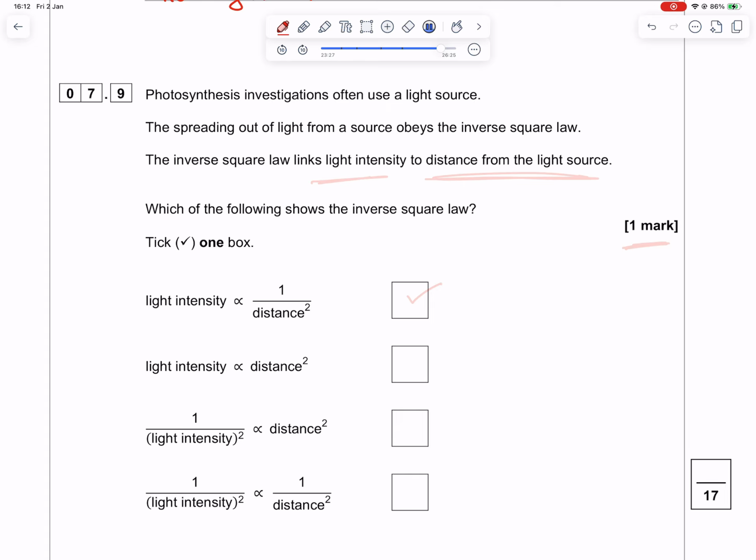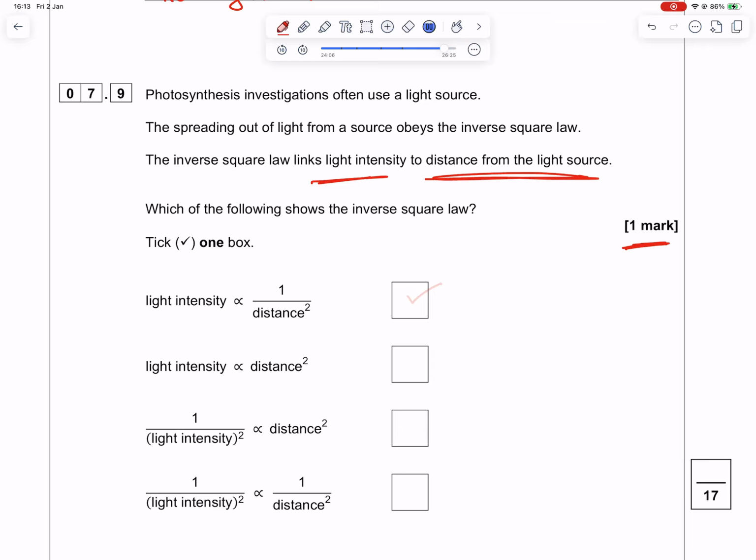Now let's move on to question number 7.9. This is a 1 marker and there is quite a bit of question text to read, so let's go ahead and do that. Photosynthesis investigations often use a light source. The spreading out of light from a source obeys the inverse square law. The inverse square law links light intensity to distance from the light source. Which of the following shows the inverse square law?